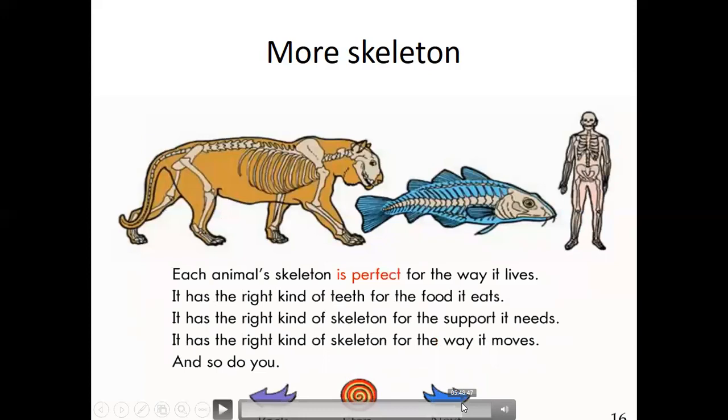Each animal's skeleton is perfect for the way it lives. It means that in whichever type of environment the animal is living, its skeleton is perfect for the way it lives. Its skeleton supports it. It has the right kind of teeth for the food it eats and the habitat it is living in. Those teeth help it to eat its food. It has the right kind of skeleton for the support it needs, and for the way it moves.